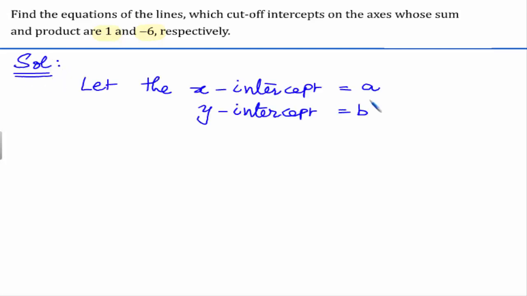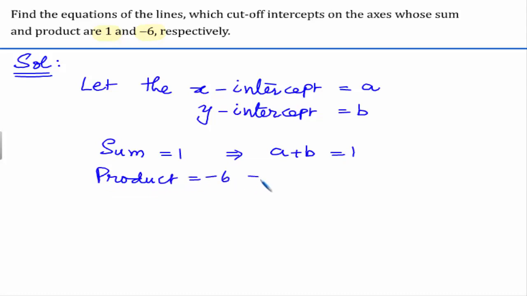Now let us assume that the x-intercept is a and the y-intercept is b, which is made by the line. Given that the sum is 1, that implies a plus b is 1, and the product is -6, that is ab is -6. Now from the first equation we can write that a is equal to 1 minus b, and let us substitute this value of a into the second equation. Then we get (1 minus b) into b is equal to -6.